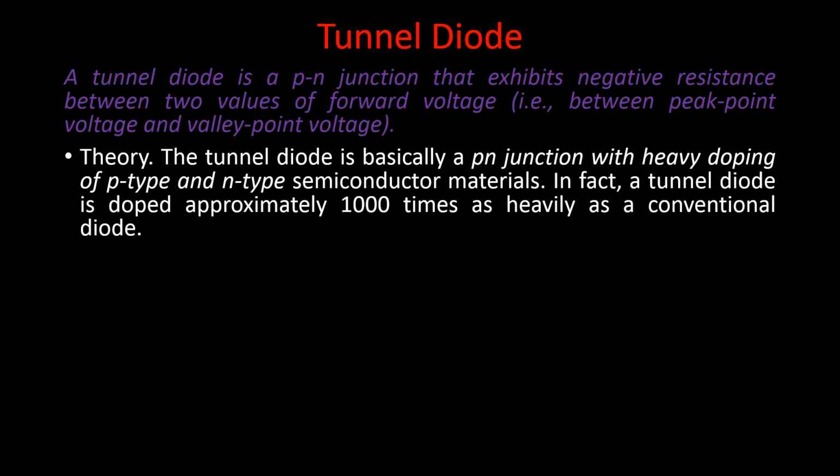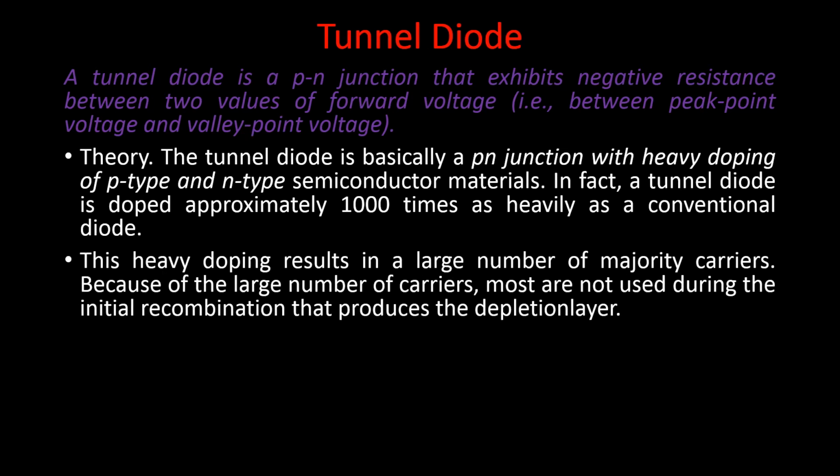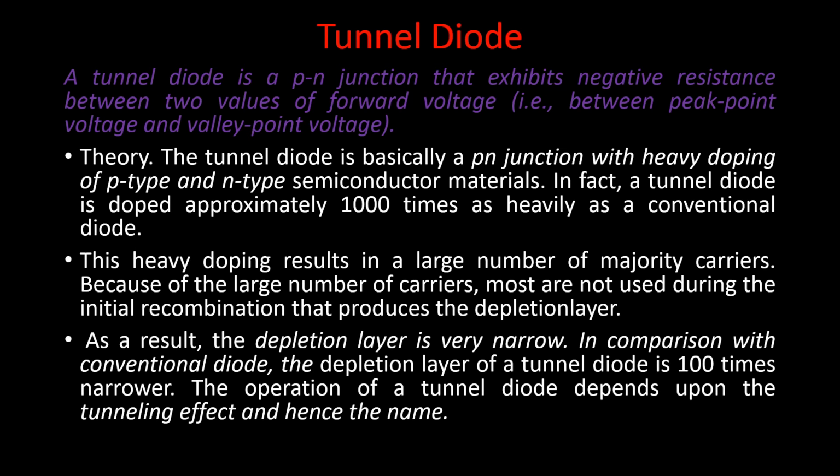Theory: the tunnel diode is basically a p-n junction with heavy doping of p-type and n-type semiconductor materials. In fact, a tunnel diode is doped approximately 1,000 times as heavily as a conventional diode. This heavy doping results in a large number of majority carriers.